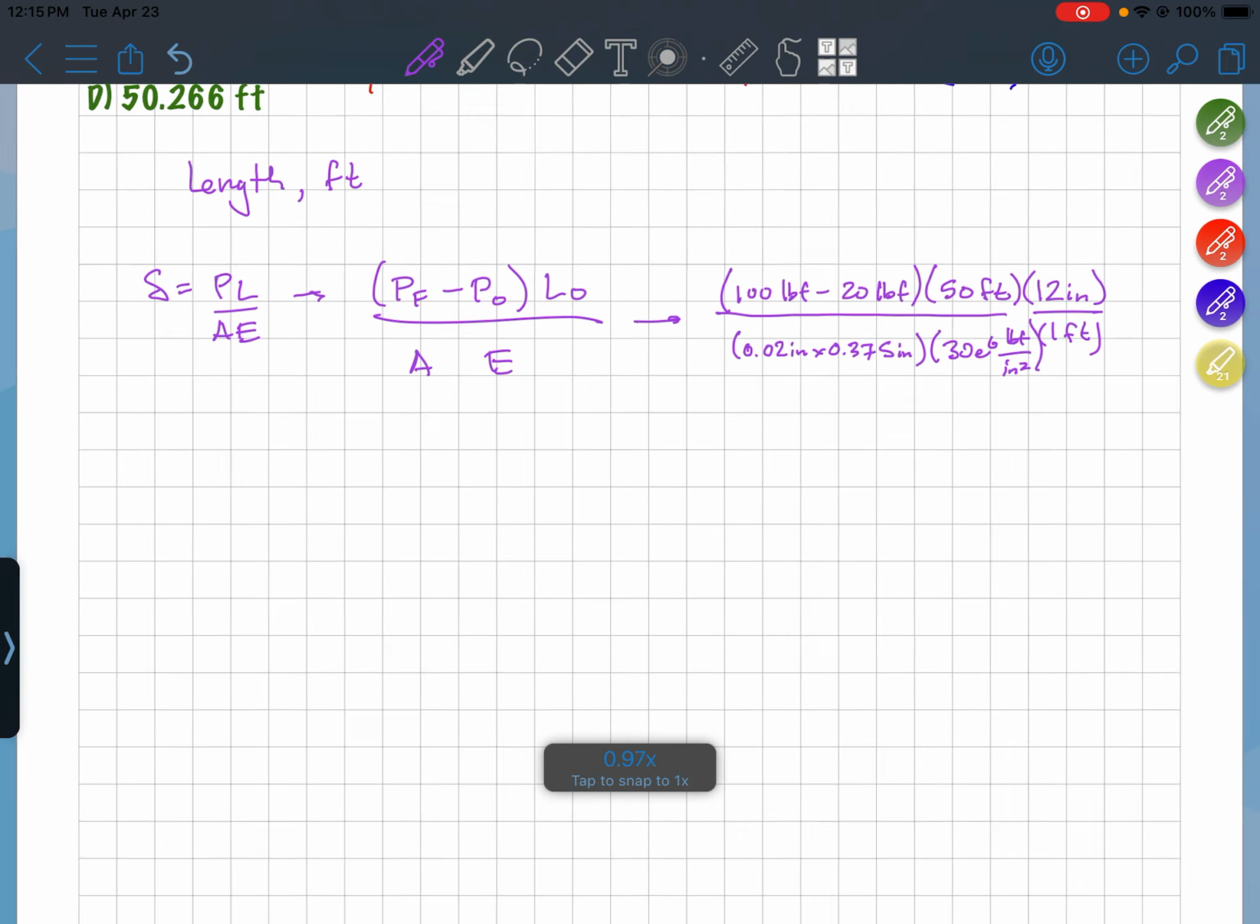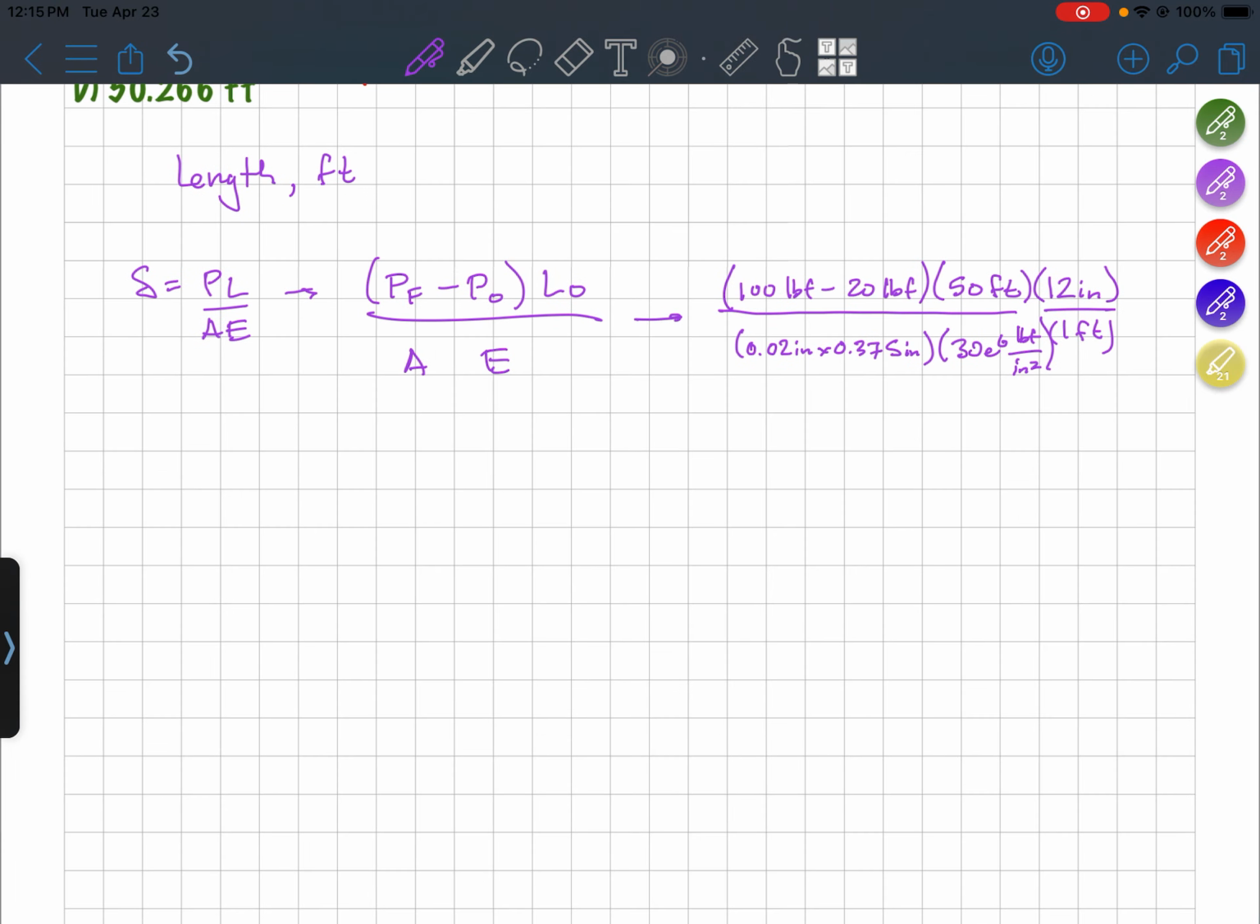Okay. First thing we do before we even try to solve it is make sure our units match up. So I'm going to write pounds force times feet times inches. And that's going to be over inches squared in our area. And I'm going to put feet here for my conversion. And I'm going to rewrite Young's modulus like this. All right, now we're going to cancel pounds force, cancel feet, cancel inches squared. Good, that leaves just inches.